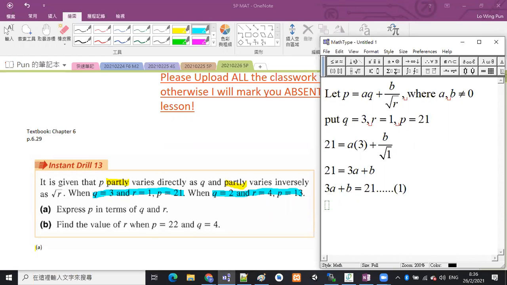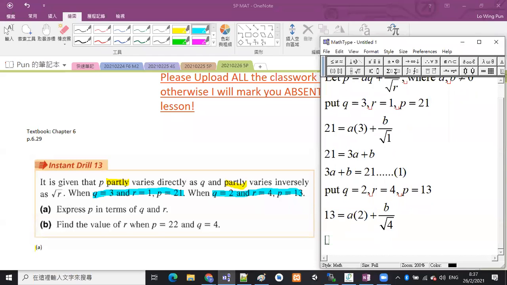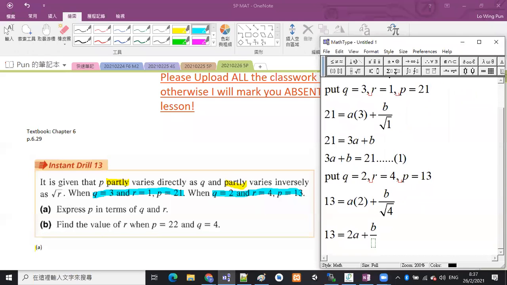Okay, so after finding equation 1, we are going to use the second group of numbers to formulate our equation 2. So we put the second group of numbers Q equals 2, R equals 4, and P equals 13 into our equation. So 13 is equal to A times 2 plus B over square root of 4. And then we simplify the numbers. 13 is equal to 2 times A plus B over square root 4, which is 2.